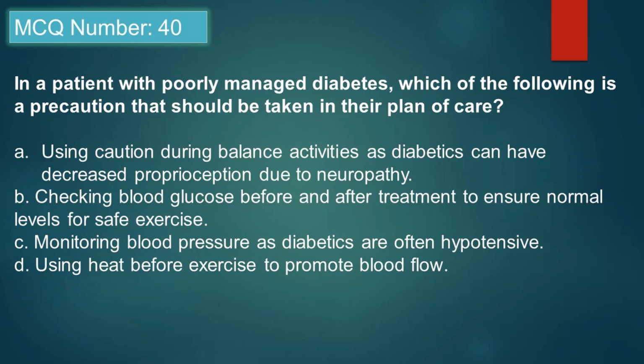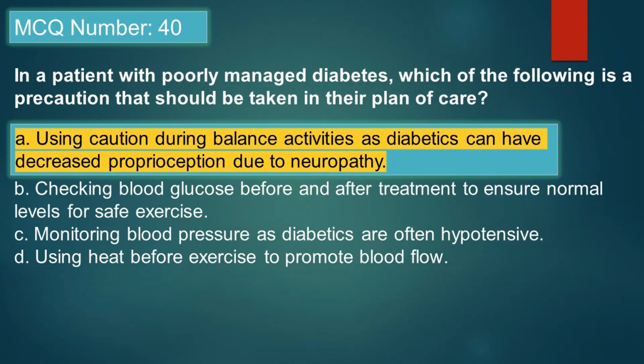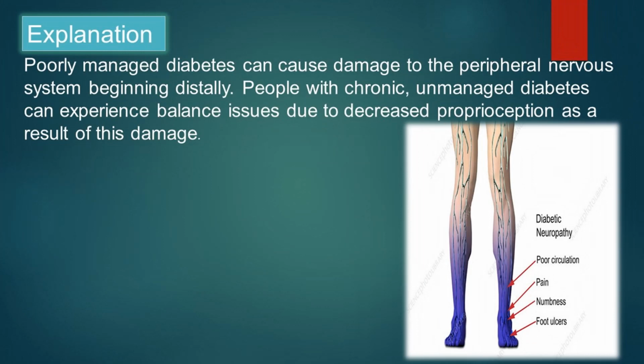And the correct answer is option A, using guarding during balance activities as diabetics can have decreased proprioception due to neuropathy. And here we have the explanation. Poorly managed diabetes can cause damage to the peripheral nervous system, beginning distally. So people with chronic unmanaged diabetes can experience balance issues due to decreased proprioception as a result of this damage.